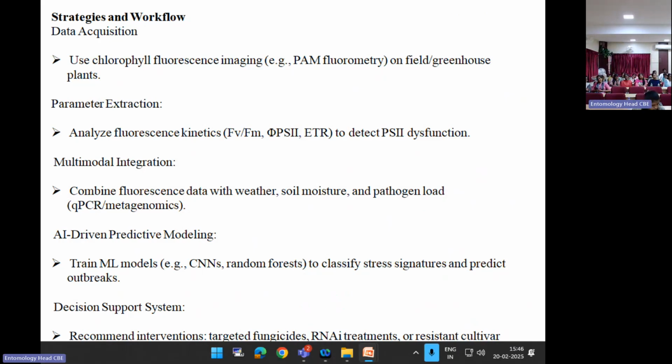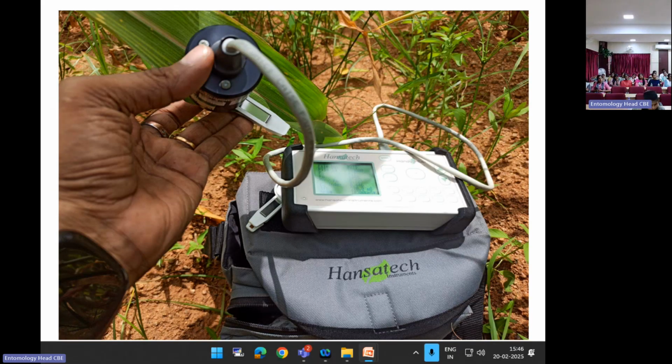So this is the instrument I use. This is a chlorophyll fluorescence meter, and this is the sensor I place on the leaf. This can be a stressed leaf, either biotic or abiotic. And here we get the readout. And this sensor pulses actinic light, that is photosynthetically active radiation.